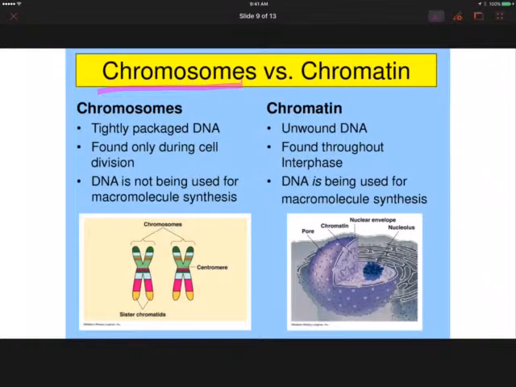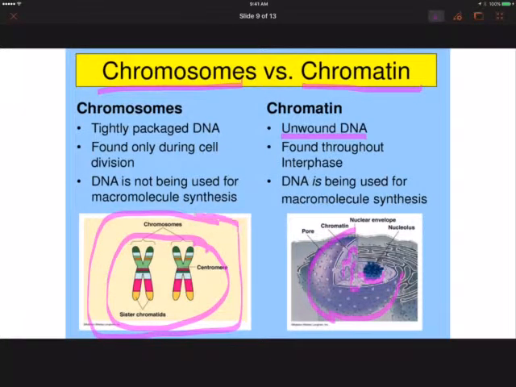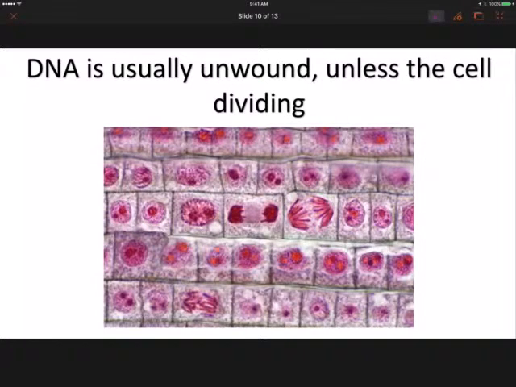So here's a little comparison of chromosomes versus chromatin. Once again, chromosomes are the DNA that are really tightly packed, and then chromatin is going to be the unwound DNA. So in this picture inside this nucleus, if you look really closely, you can see some purple lines. That's going to be the unwound DNA. And that's how it's normally found, because when it's unwound, we can make that RNA and we can make proteins. When it's all tightly packed in a chromosome, you're not going to be able to make as many proteins. So once again, DNA is usually unwound in the form of chromatin.